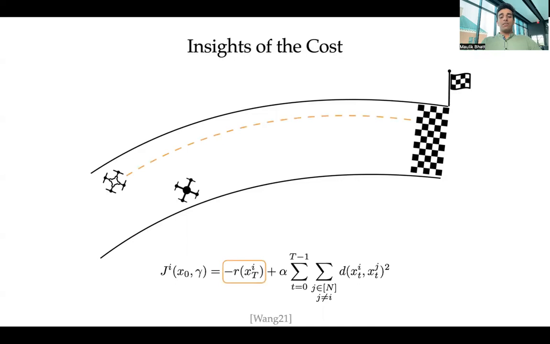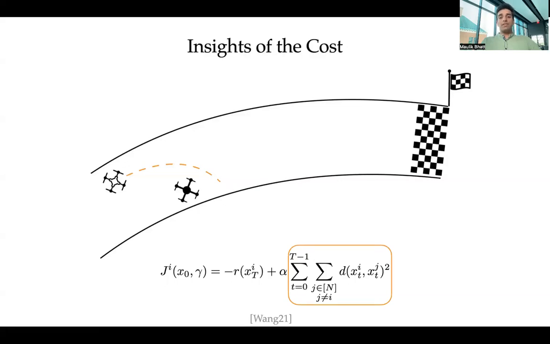where the first term essentially corresponds to maximizing the progress along the racetrack, while the second term essentially captures all the interactive nature of the racing, which includes blocking behavior and overtaking behavior. And alpha is a hyperparameter.